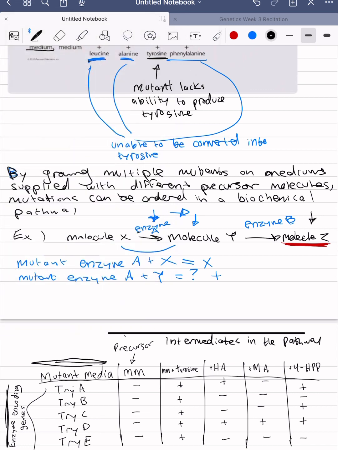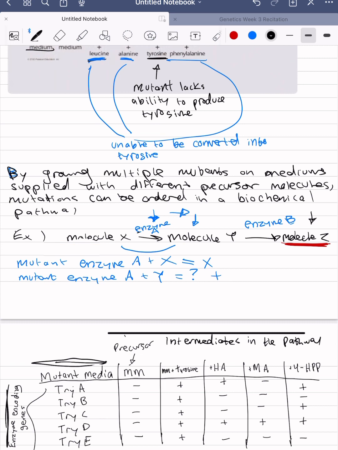Now, in minimal media, you have no growth at any of the different genes, the mutations. When you add tyrosine, you have growth at every single mutation. When you add HA, you have growth at tyrosine A and tyrosine D. When you add MA, you have growth at tyrosine D. And when you add 4-HPP, you have growth in tyrosine A, tyrosine B, tyrosine C, and tyrosine D.